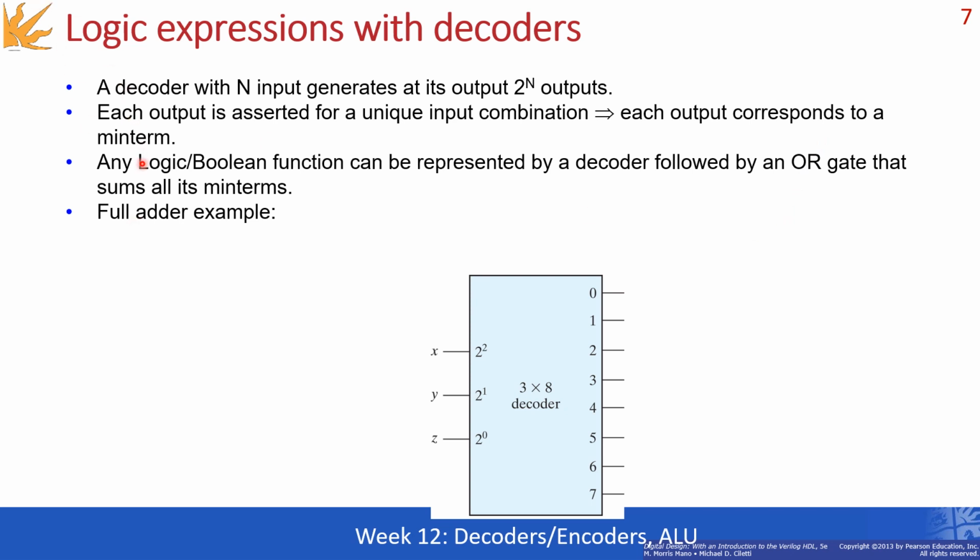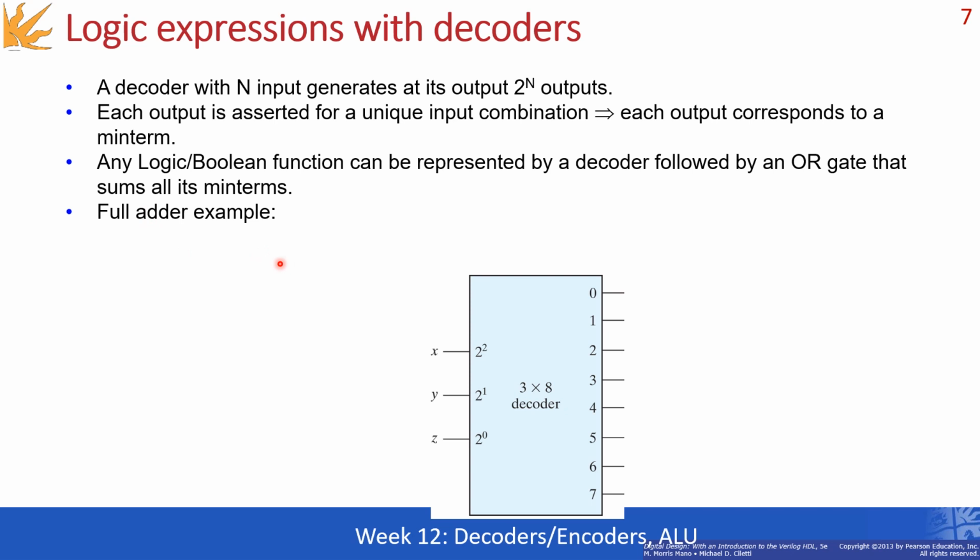Any logic or Boolean function can be represented by a decoder followed by an OR gate that sums all of the minterms. If you think of it twice, this makes sense. We have previously said that all Boolean functions can be represented as a sum of products, each of which represents a minterm. Therefore, if the outputs here represent minterms, the only thing you need is to put an OR gate at the end, and then you have a sum of all the minterms.